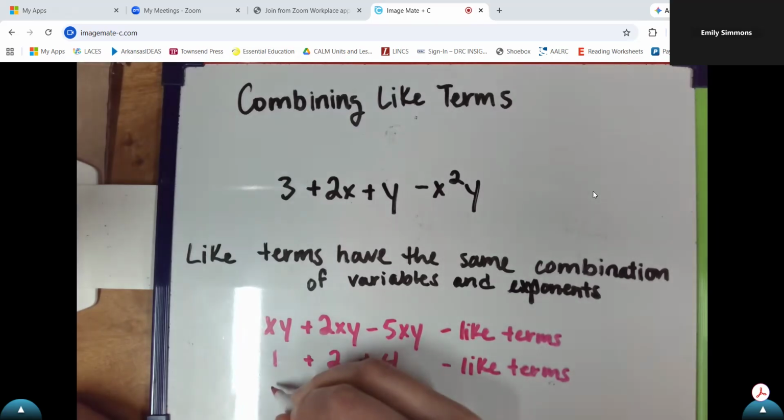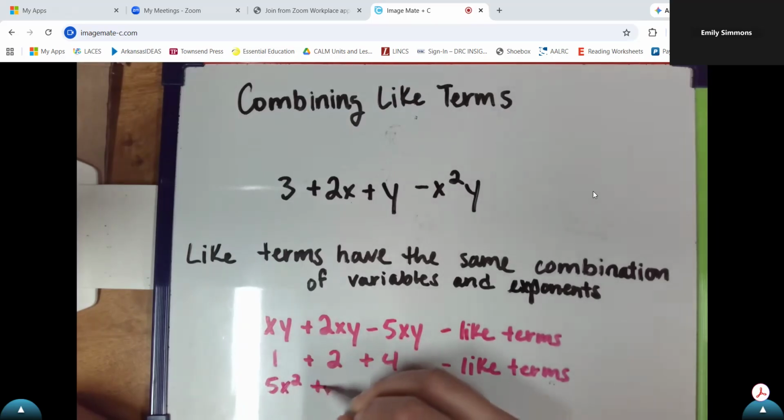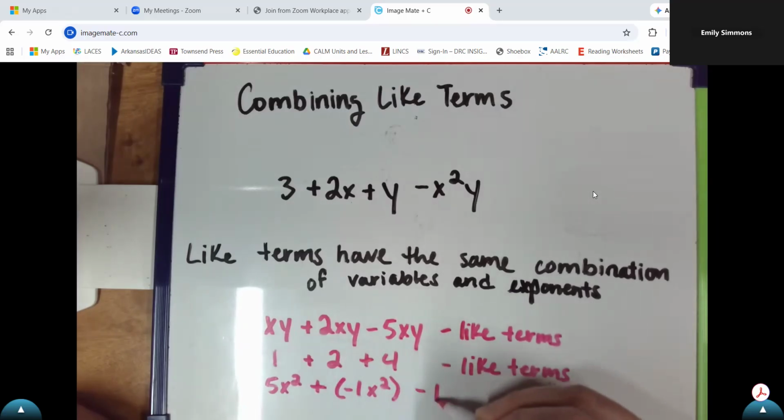We could have 5x squared plus negative 1x squared minus 15x squared. Sometimes you'll see this where they go ahead and put a plus sign even though the term is negative, or sometimes they'll just write it out as negative. These are all three like terms because they all have the same x squared variable and exponent combination.